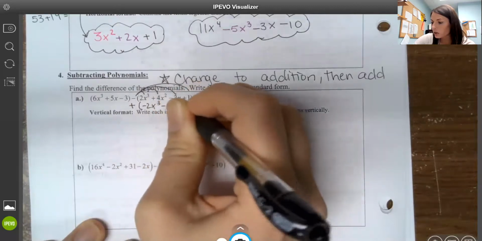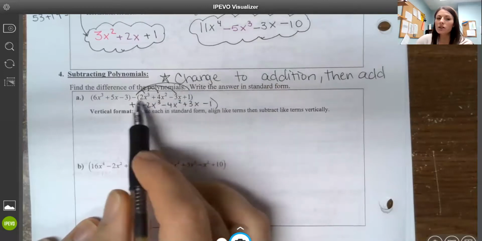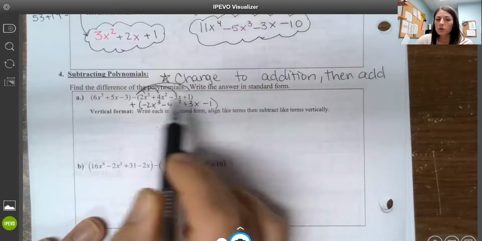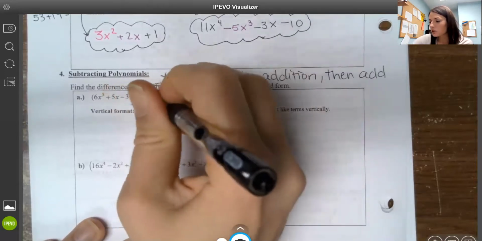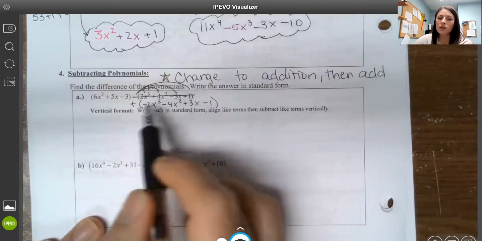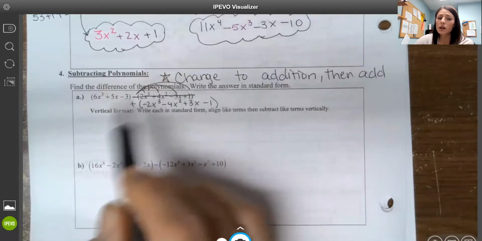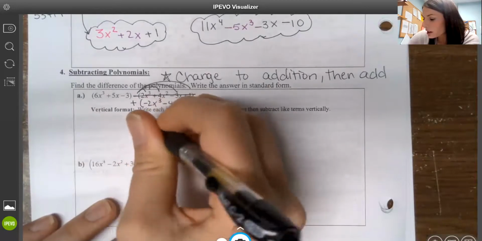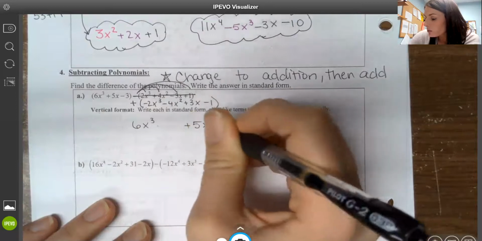And I want to be really careful that each term gets that negative. So I start by changing this problem to an addition problem. So instead of subtracting this top polynomial, I will add this bottom polynomial. And sometimes I even go ahead and just cross this out. So I'm no longer looking here. I've changed it to adding the opposites. And so again, with subtraction, now that I've changed it to addition, I can either do the vertical format. So 6x cubed, now I'm going to leave a little space for x squareds here, 5x, and -3.